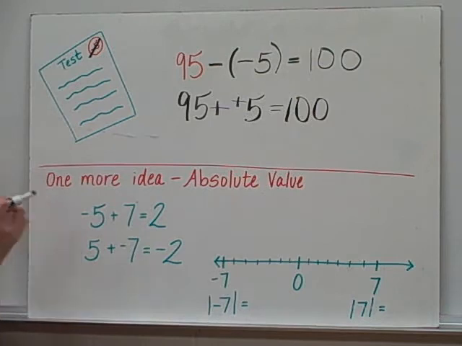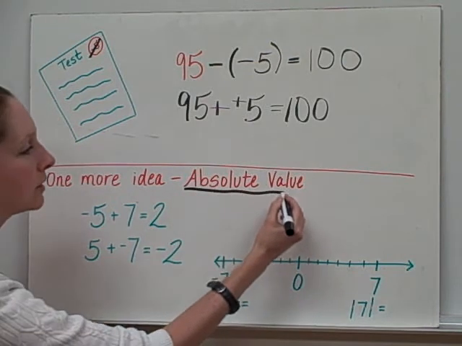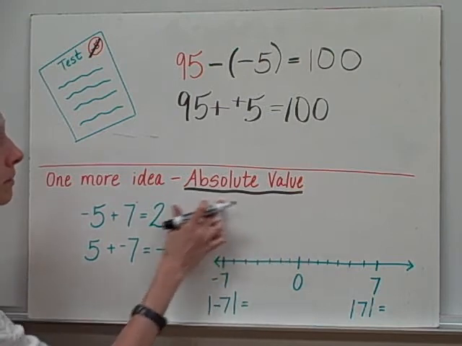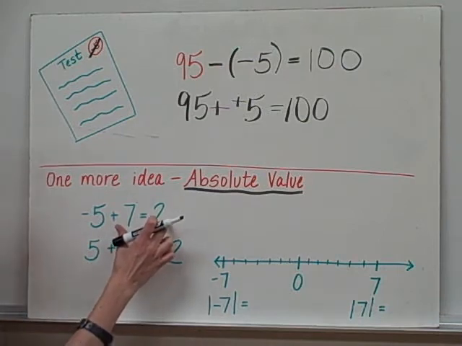Okay, one more idea, absolute value. This is a card that has been on the word wall for a while, so if it is not in your vocabulary book, you need to write this vocabulary term. Absolute value just means how far it is from 0. So the reason we talk about absolute value when we're adding and subtracting integers is it helps us know whether our answer is going to be a positive or a negative.